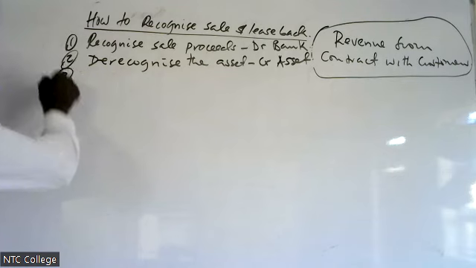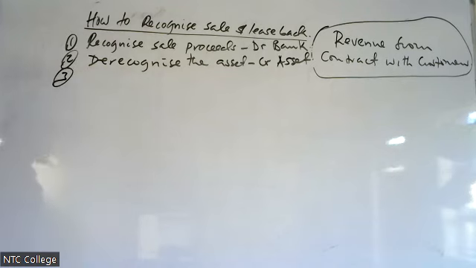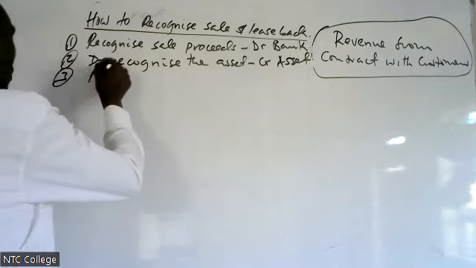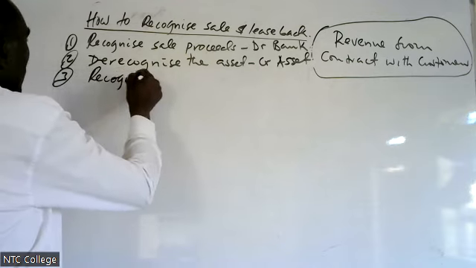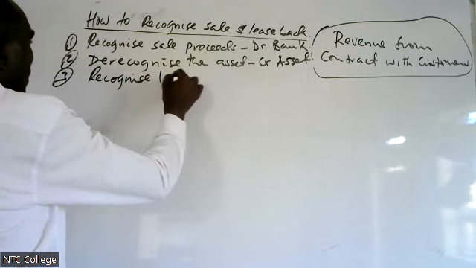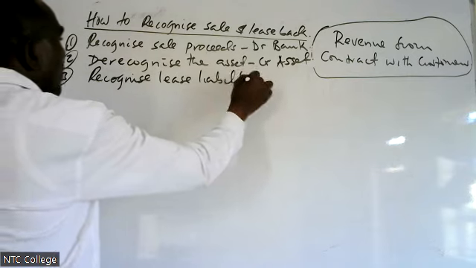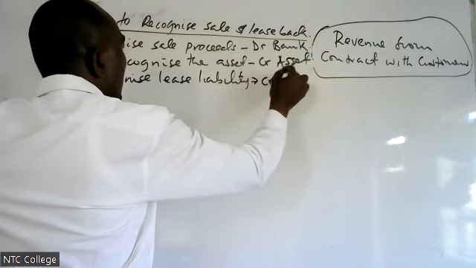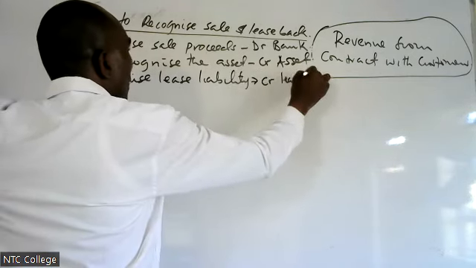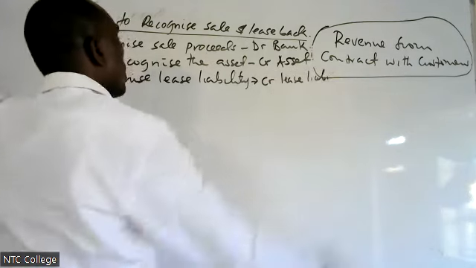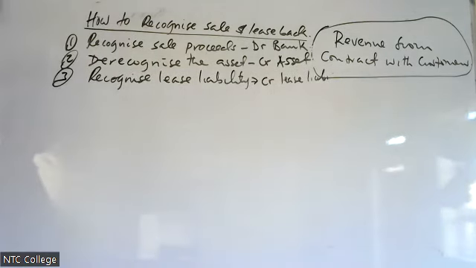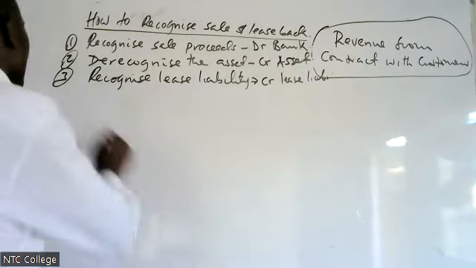Then number 3, now after selling the asset, you lease it. You lease this asset, therefore recognize this liability. You credit this liability, you recognize the lease liability there. Now you are leasing the asset after sale.